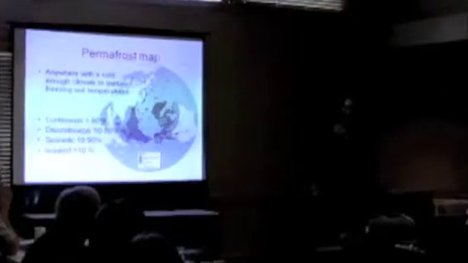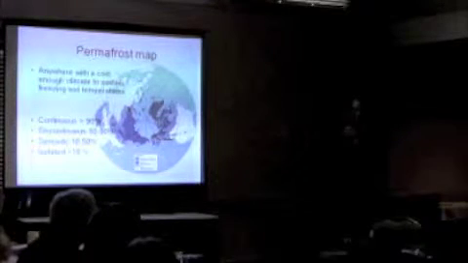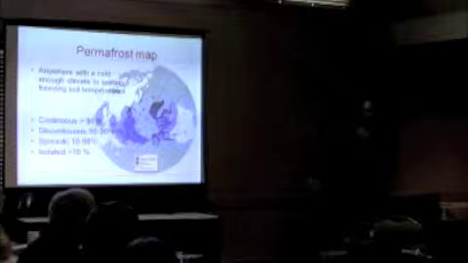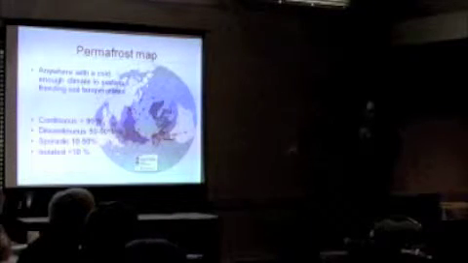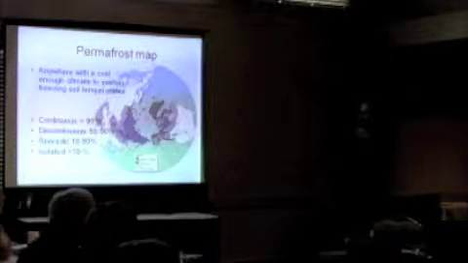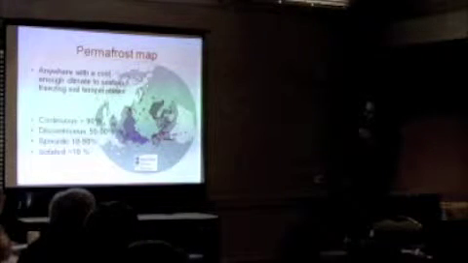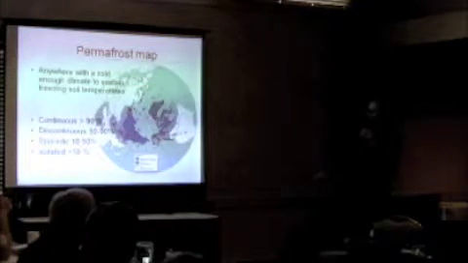So in terms of the permafrost map, it's a little bit twisted image. This is a true photo view, but it pretty much covers the same areas where you just saw the snow cover. And a little bit about permafrost in terms of distribution.